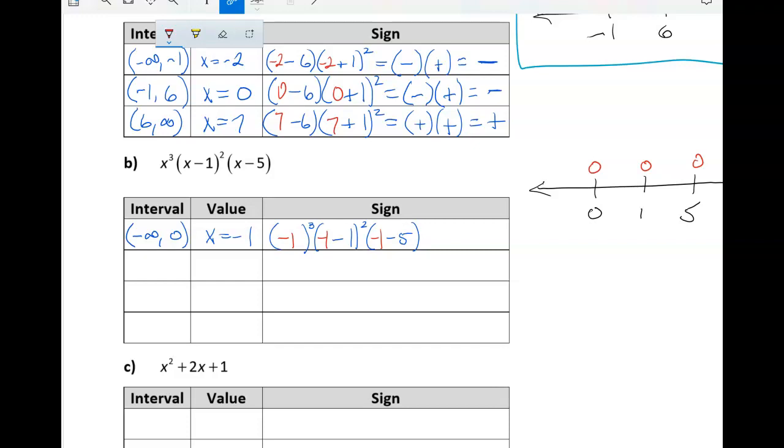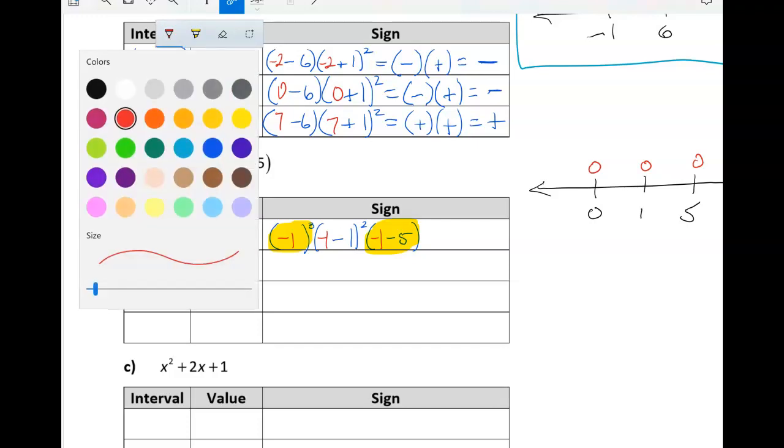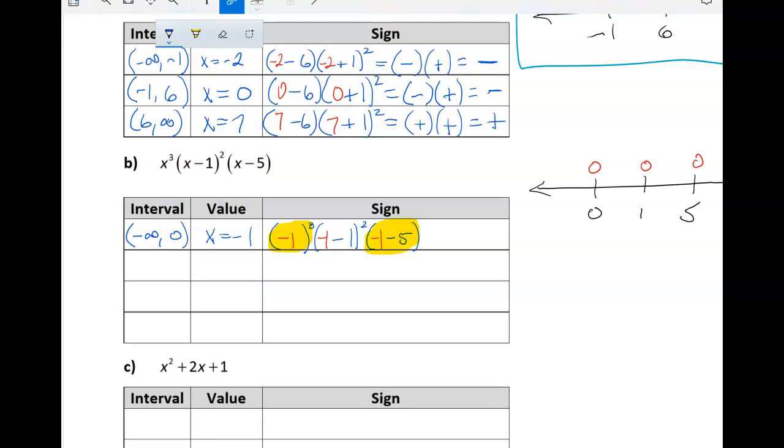So we have -1 cubed. That's going to be a negative number. -1 minus 1 is -2, but then we square it, so that's a positive number. And then -1 minus 5 is a negative number. So I'm just going to note this factor was negative, this factor was negative, the one in the middle was positive. So we have a negative times a positive times a negative. Whenever we have an even number of negatives that we're multiplying together, the result is going to be positive. So I'll put a little plus over the number line for that interval.